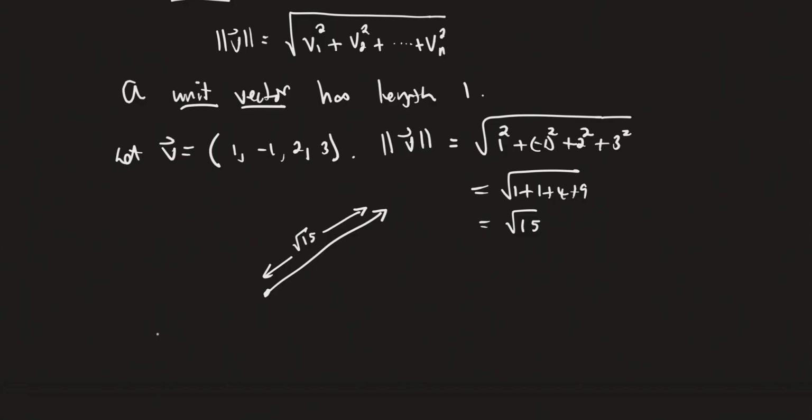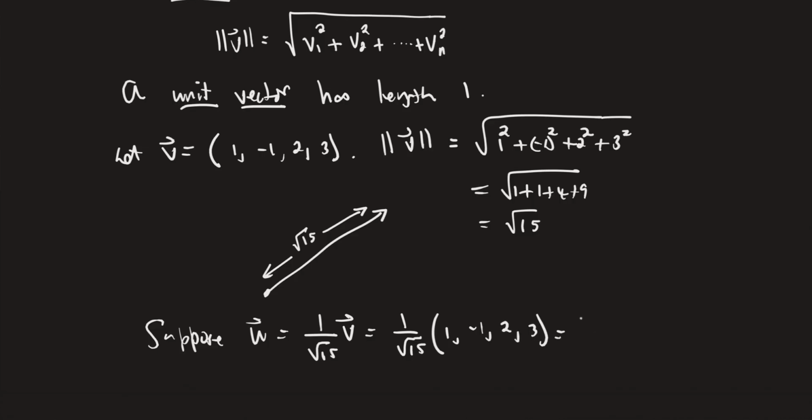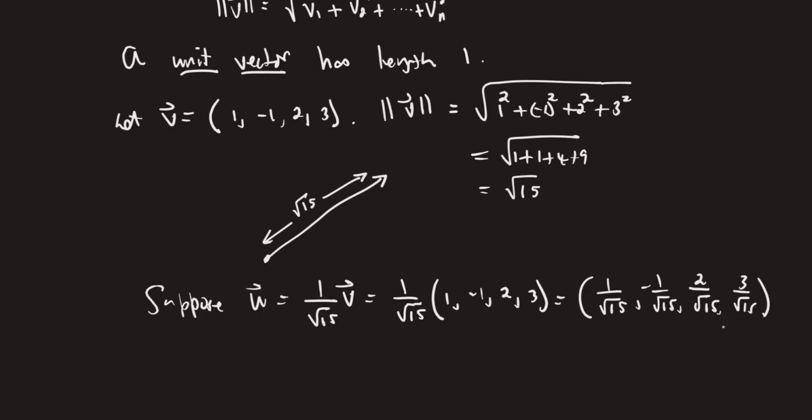So I'm going to define a new vector. Suppose u is 1 over the square root of 15 times v. So if I do this, just my basic scalar multiplication, so 1, -1, 2, 3. If I do my multiplication, I'll have 1 over the square root of 15, -1 over the square root of 15, 2 over the square root of 15, and 3 over the square root of 15.